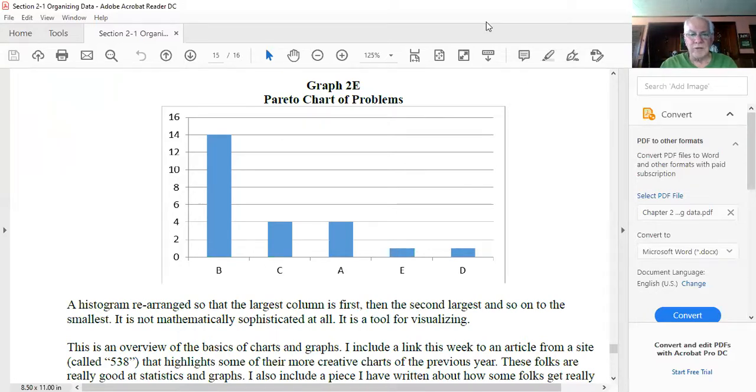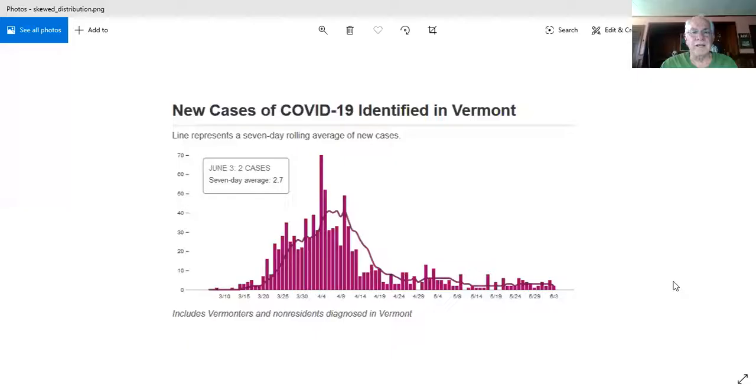I also want to talk about one other quick thing here, and that is about skewed data. This is particularly apt because right now we have the COVID cases in Vermont. This is skewed data, skewed right. There's a point to the left where there are no cases, and then there's a big upsurge, and then there's this sort of dribbling off to the right. This would be considered skewed right. It's almost like there's a skew going out to the right here.